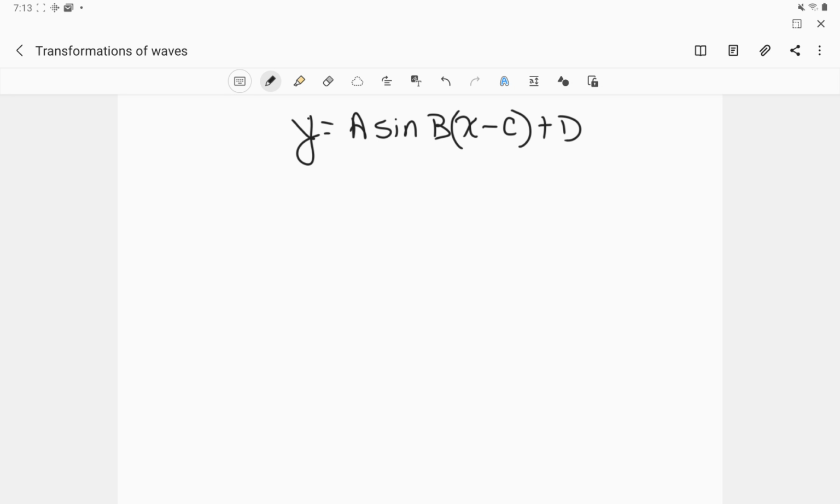Okay, so we're going to talk about section 4.4, which continues with this idea of taking a sine wave, taking a cos wave, and doing transformations to it. In the last video, we talked about what this A is, and that is your amplitude. How high and how low does it go? It's just like your vertical stretch when we were doing a parabola.